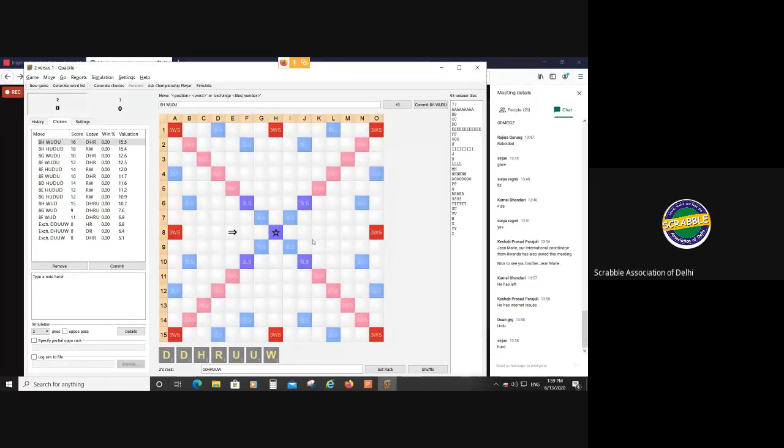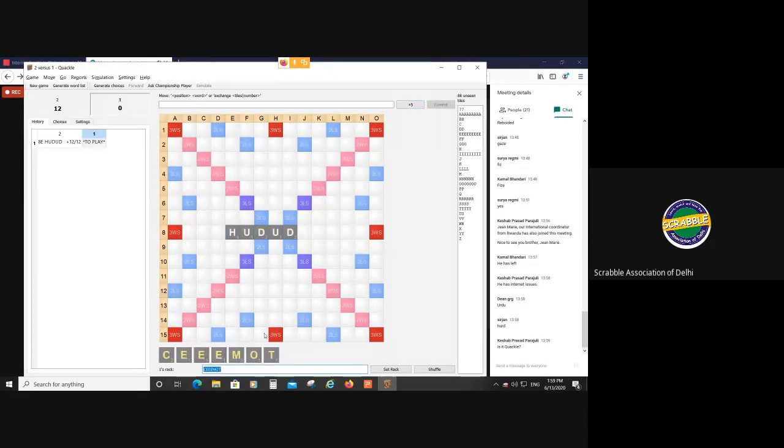Let me just do something like this. Hudud, HUDU. This is what I want to do. And I'll just set the rack. So I'll just commit it. And this is the next track. You can see the next track below. Yes, this is Quackle, Keshavji. This is Quackle. And this is CEEMOT.